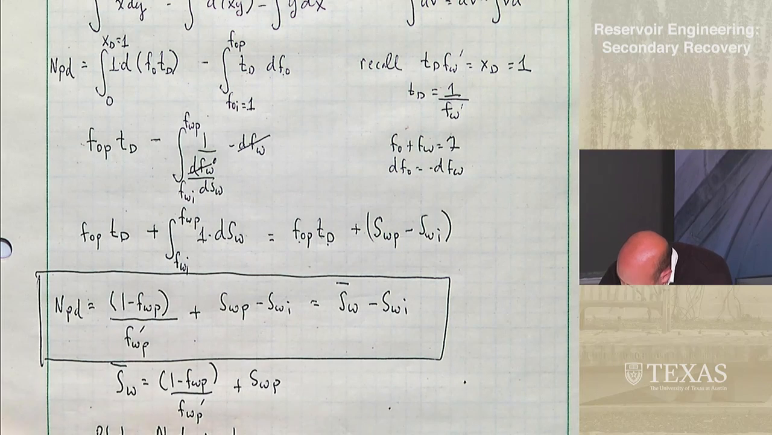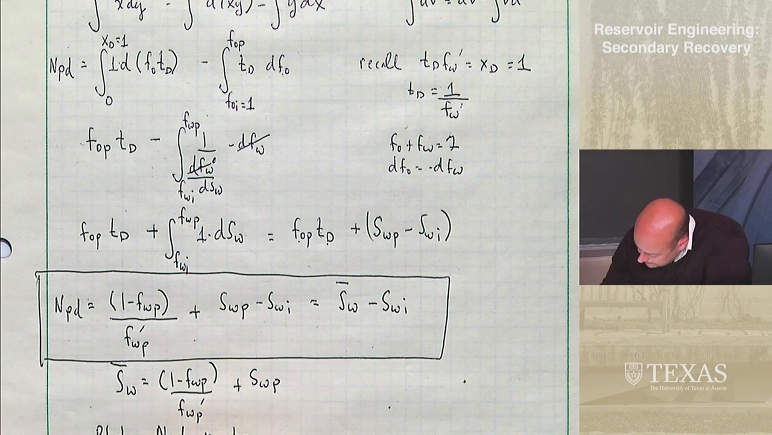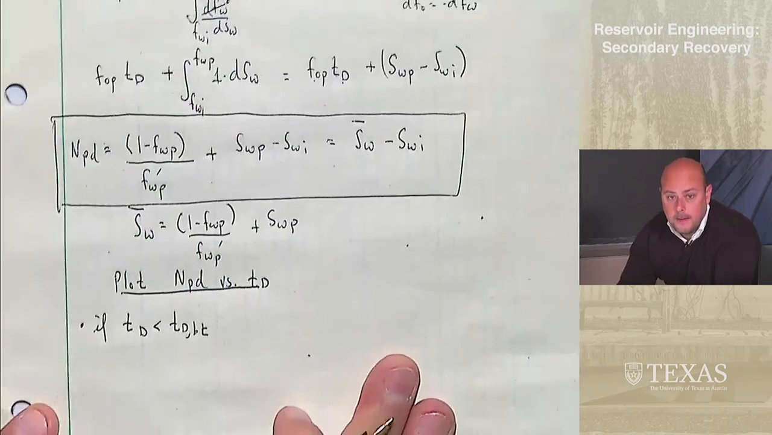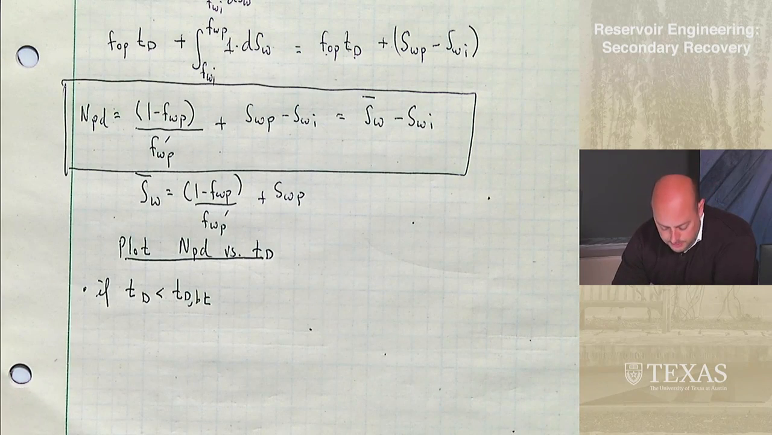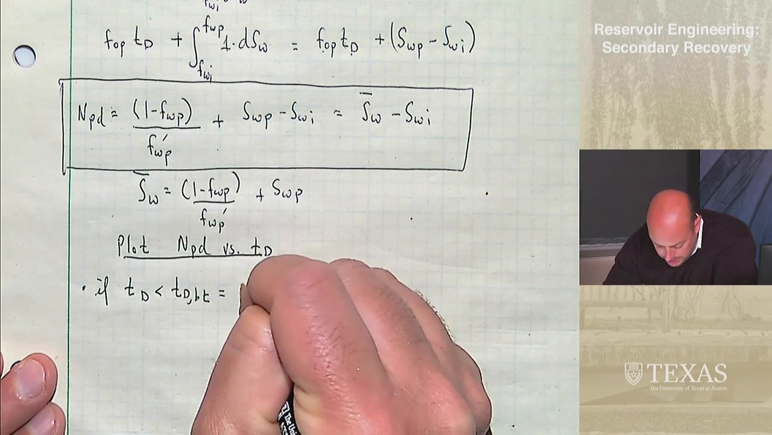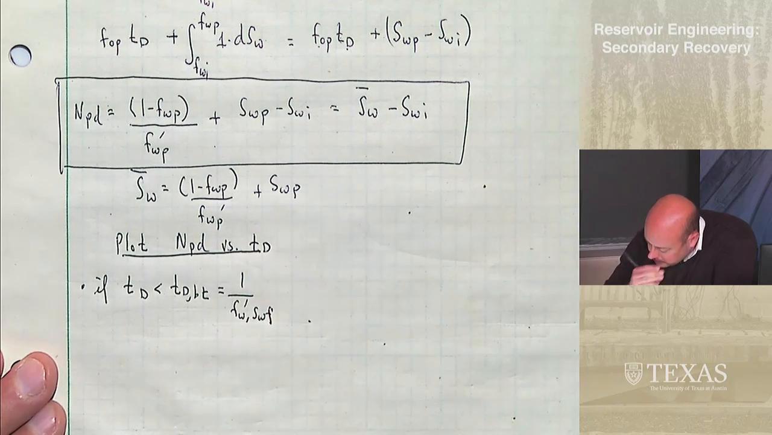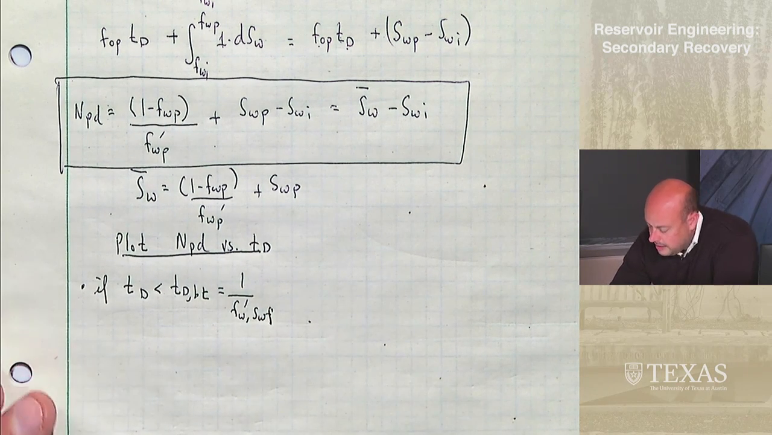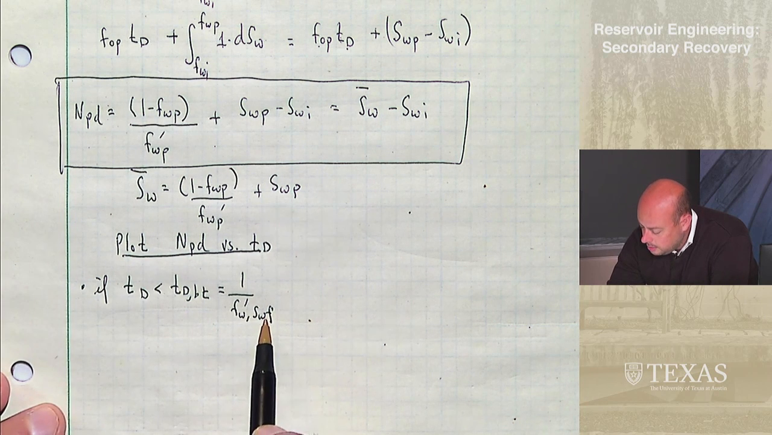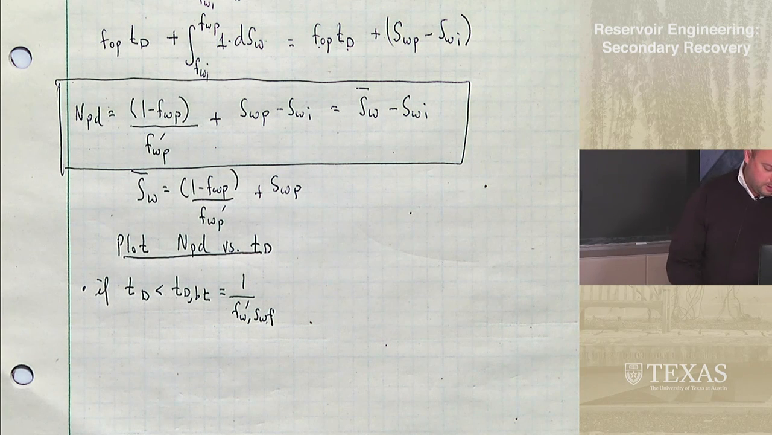Well, if TD is less than the breakthrough time, where the breakthrough time is 1 over FW prime at that front saturation. We don't know it yet, but I'm going to teach you soon how to calculate that front saturation. So you'll know it. You'll go to your FW prime curve. Let's see what that FW prime curve looks like.